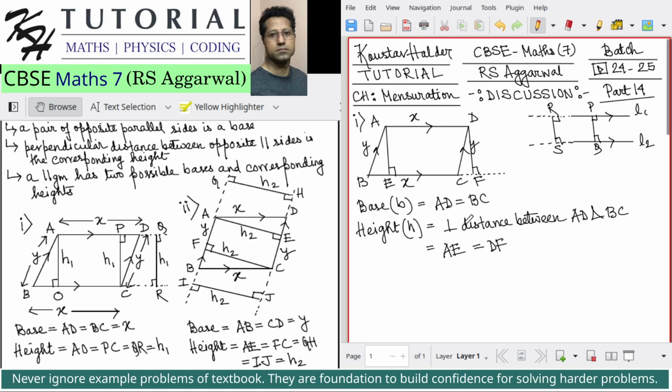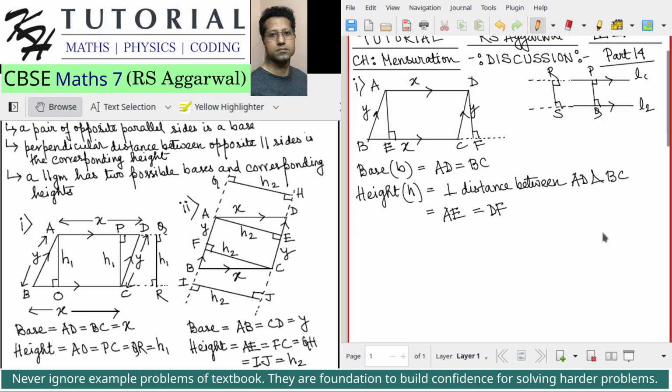So this is just to explain that the distance between the two opposite parallel sides of a parallelogram can be drawn or visually shown in multiple ways. AE and DF are two ways of drawing the perpendicular distance between the opposite parallel sides AD and BC. So when we are considering the opposite parallel sides AD and BC as the base, the corresponding height will be the perpendicular distance between AD and BC, which in this diagram is equal to AE and or DF.